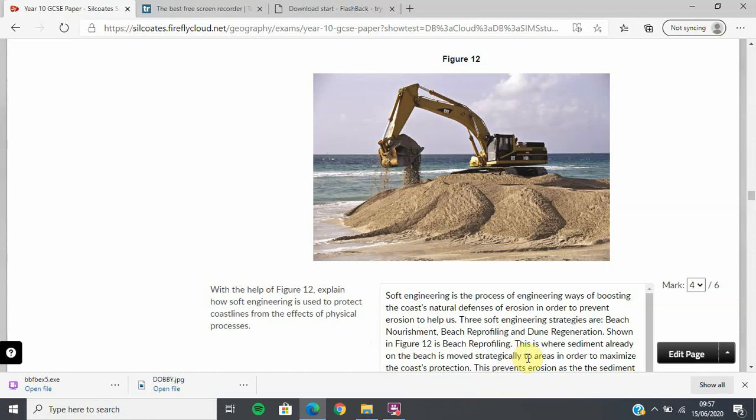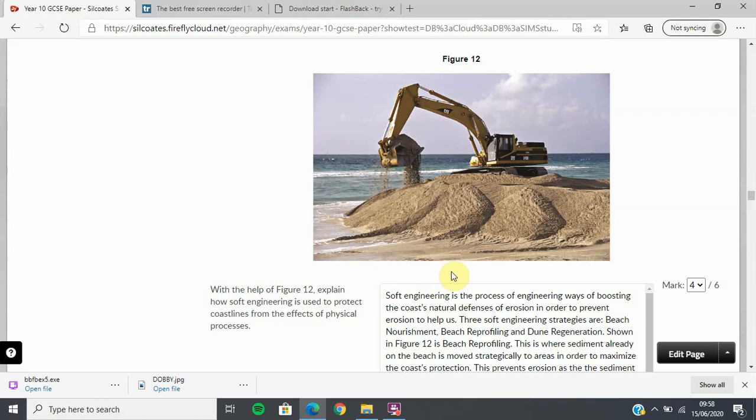You could then talk about dune regeneration. This could be added to, you could put plants in and so on to build up dunes, which locks the sand sediment together, making it harder to erode. And a couple of people mentioned managed realignment as well, which is a soft engineering technique. So you could talk about that, allowing the land to be taken over. But there's no particular need. It's drifting a bit away from the question, but nothing wrong with it.